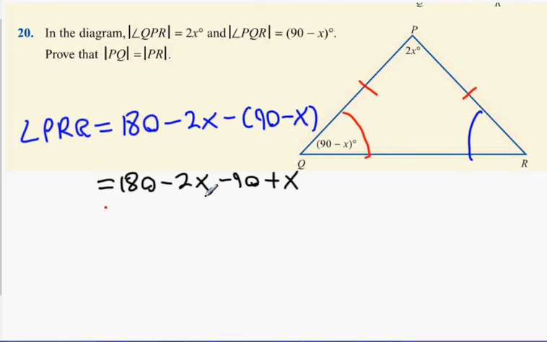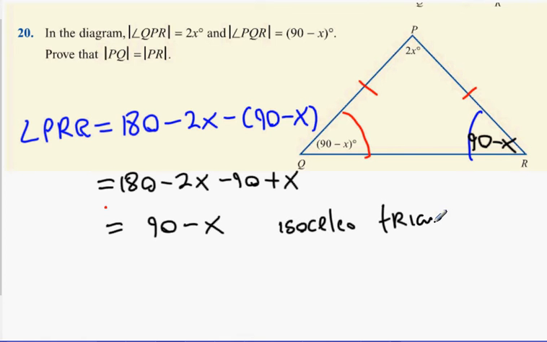180 minus 90 is 90. Minus 2x plus x. It's 90 minus x. And what have we noticed about these two angles now? They're the same. So this is isosceles. How do you get the 2x? Sorry? Minus 2x plus x. So it's an isosceles triangle. Okay? Isosceles triangle. Go on, what questions do you have?